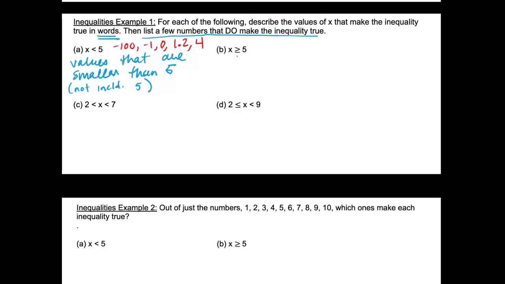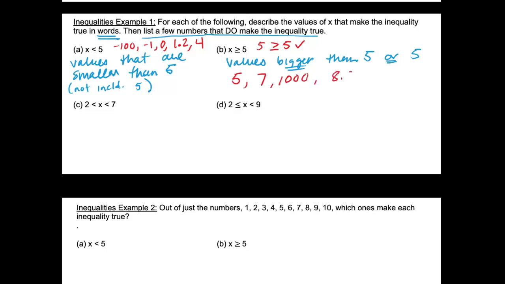Okay, for B, we've got x is greater than or equal to 5. So we're looking for values bigger or larger than 5 or 5 itself. So 5 also counts because we've got the greater than or equal to sign, so it can also be 5. So we could list numbers like 5 would satisfy this because 5 is greater than or equal to 5. It's equal to 5, so that works. Or 7 is greater than or equal to 5. 1,000 is greater than or equal to 5. You could have a decimal. 8.3 is greater than 5. There are infinitely many answers here also.